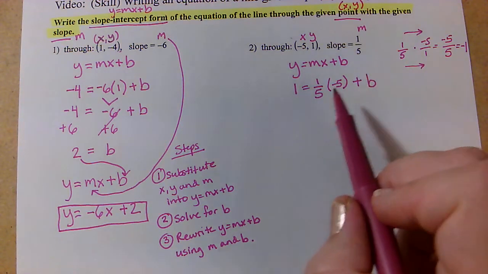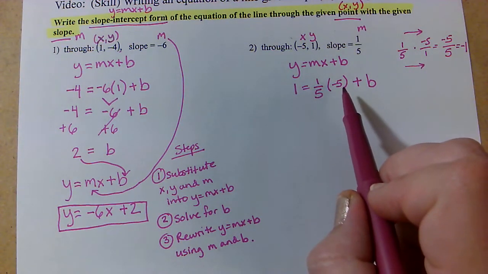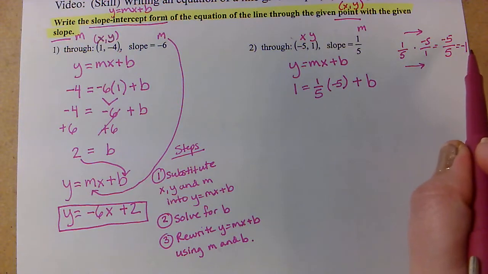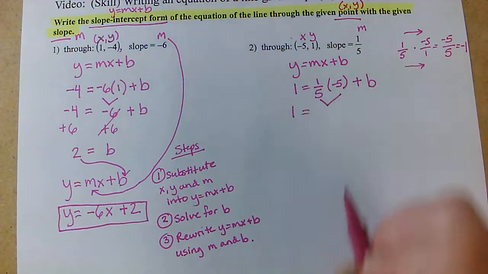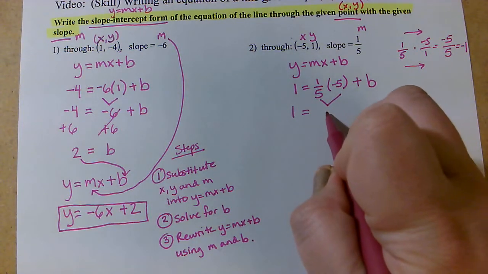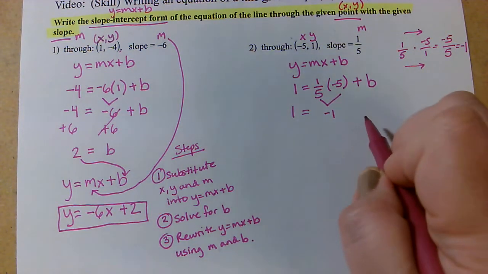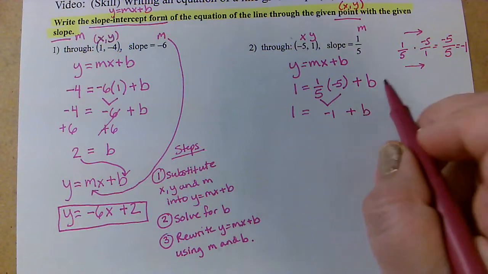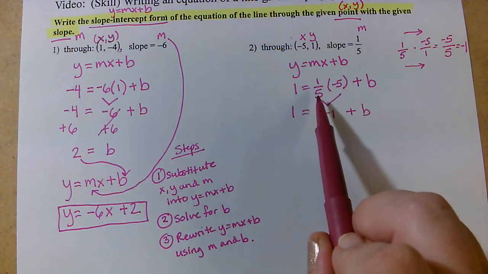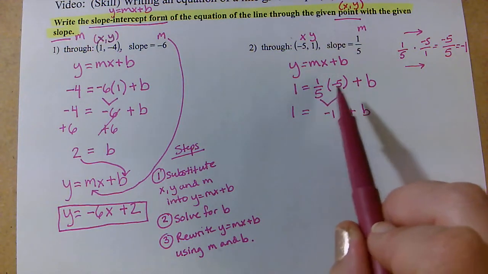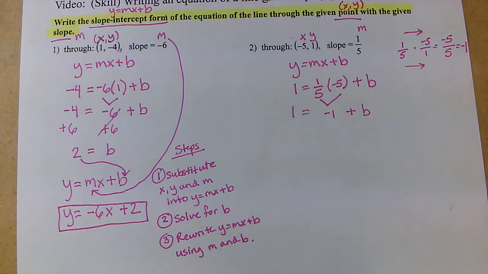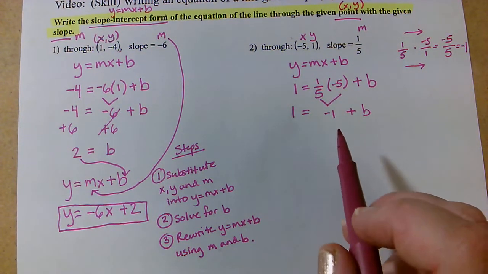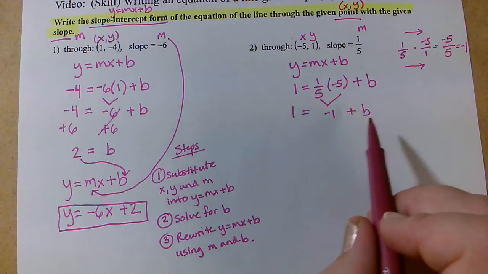So my slope times this x value of -5 is going to equal -1. So when I go to rewrite this, 1 equals, these multiplied together give you -1, and then I have a plus b. So you'll notice this 5 here and this 5 in the denominator kind of canceled each other out, and it was really just negative times 1. Alright, so next you have to finish solving for b, so we need to get the b by itself.